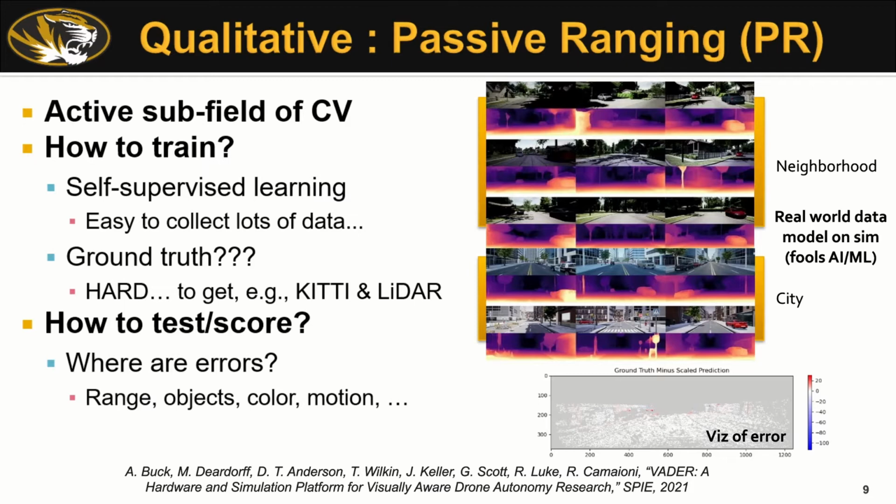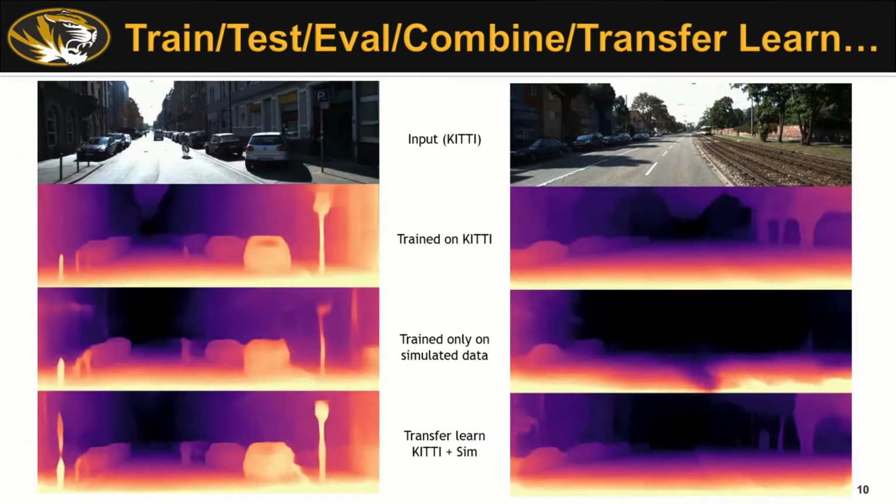I know there's KITTI and a few others out there, but there's not too many that have really good depth in the real world. And so there are also these questions like, how do we score and test these models when we have such limited data sets, right? So this is one experiment we ran. On the left, we have a training set, and on the right, an evaluation or testing set.